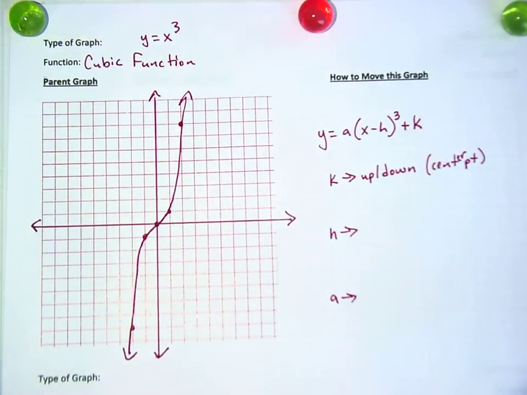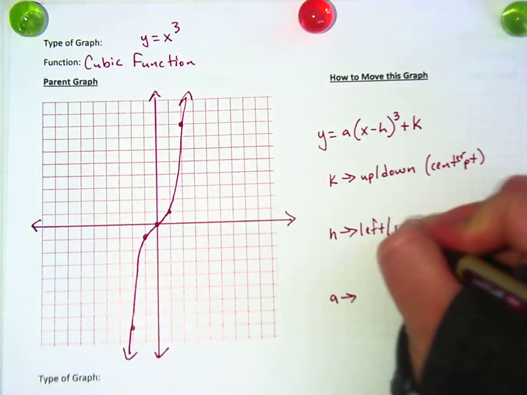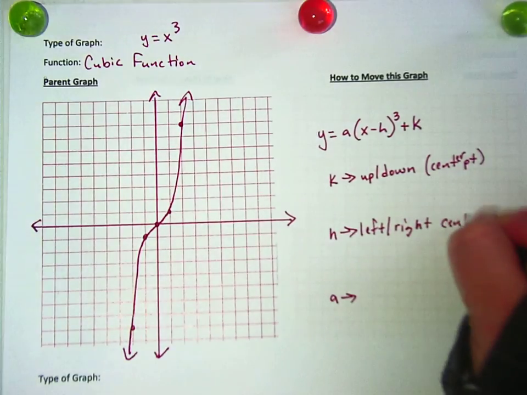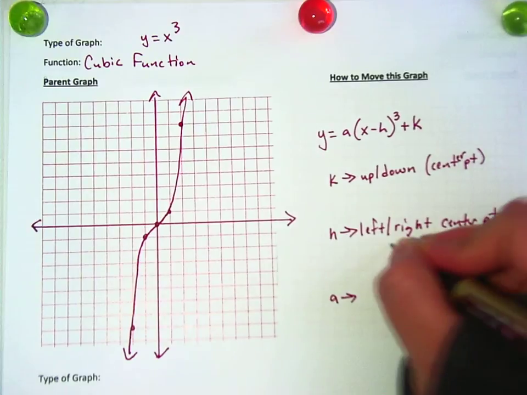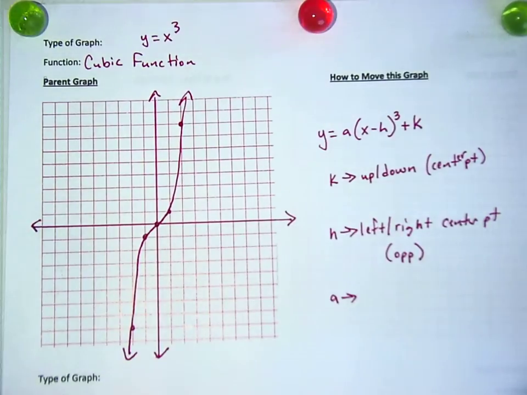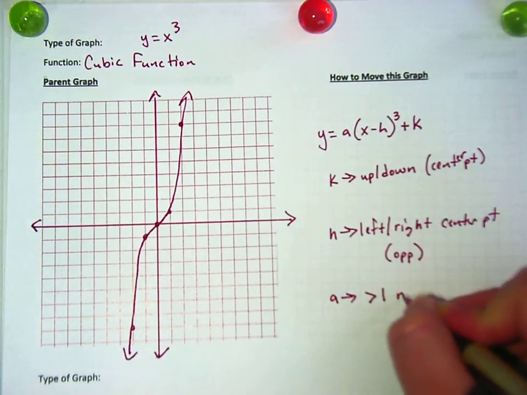How about h? H moves that center point left and right. Remember, it's opposite of the way you think. What do you think a does? Same as last time. Well, almost the same. If it's greater than 1, it makes it more narrow.